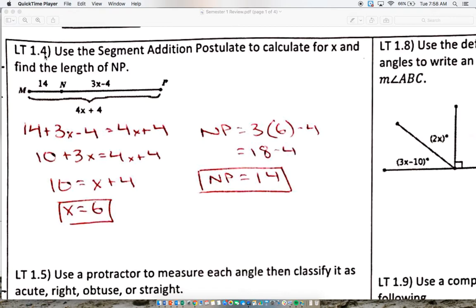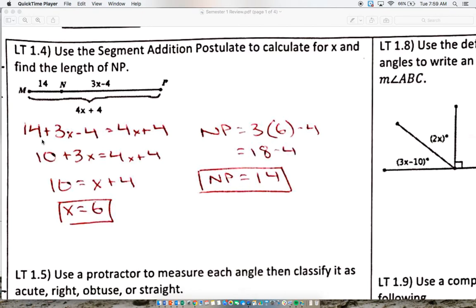First thing you're going to see on this test is either the segment addition postulate or the angle addition postulate. Both are roughly the same thing. You're just going to add up the pieces and make them equal to the whole thing. So in this case, I've got 14, and then add that to 3x minus 4. That's where this comes from. And then set that equal to the entire thing, which is 4x plus 4.